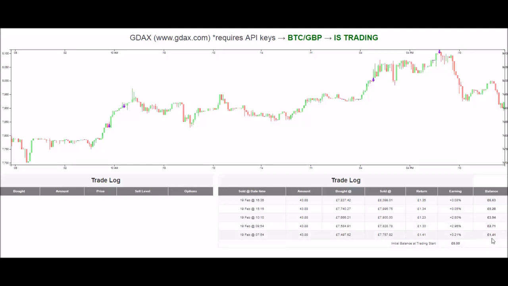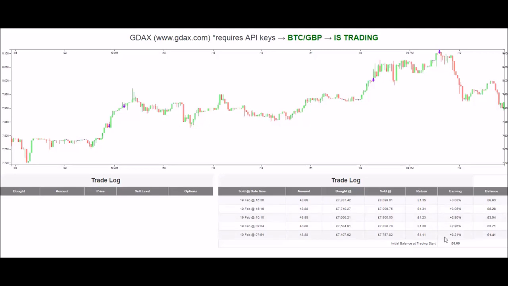And then again, it's created the overall balance here. Then it closed a second trade at 5 to 10 this morning, made £1.30, which was just shy of 3%. And again, it's added it here. If you can see the balance here, it's added the £1.30 to the £1.41, and it's giving us a running total. So overall, it's traded incredibly well.